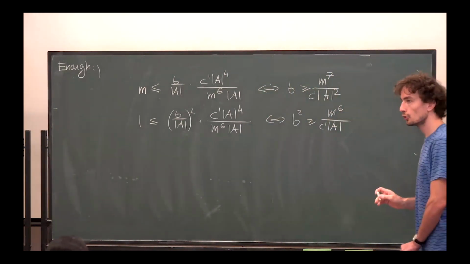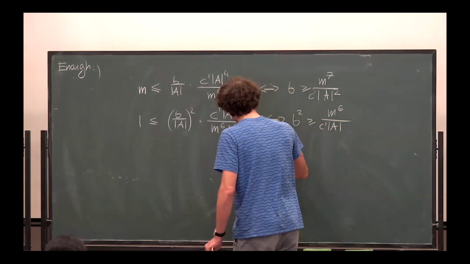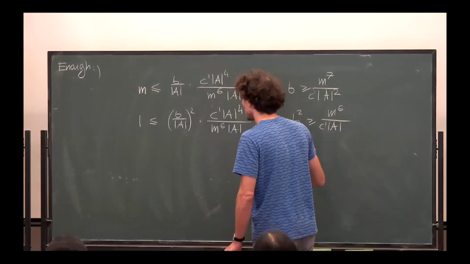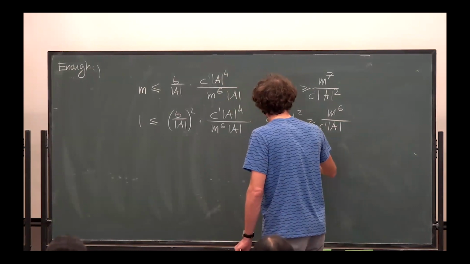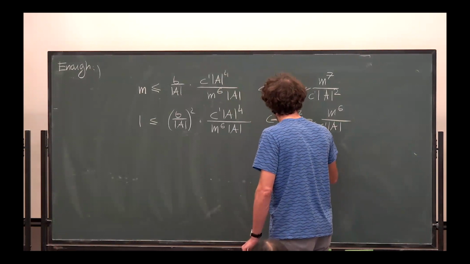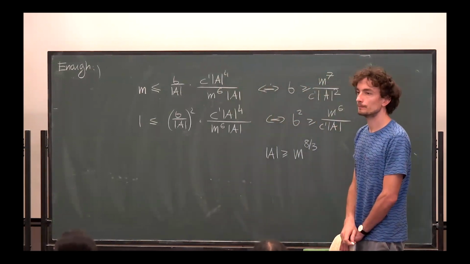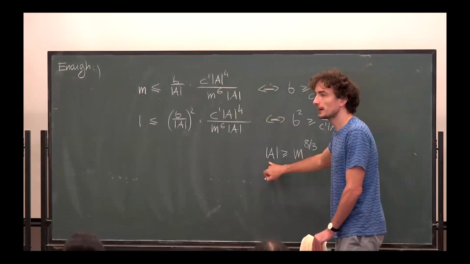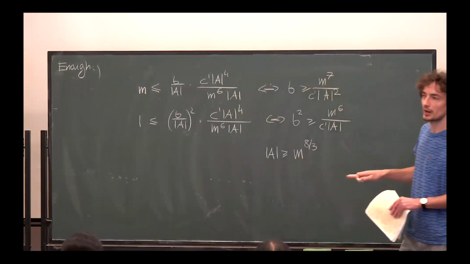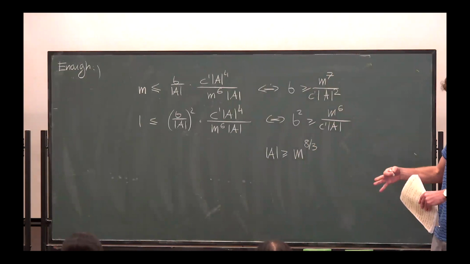And we also know that a is at least m to the h over 3, because once the size of the set A is m to the h over 3, then we just finish the argument. We're happy with the size of the container.